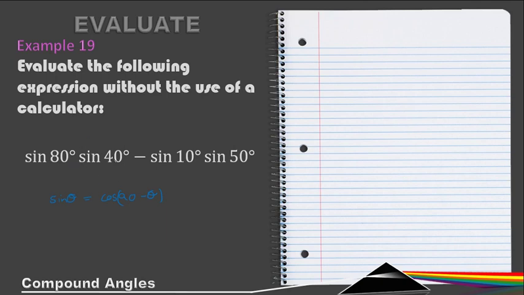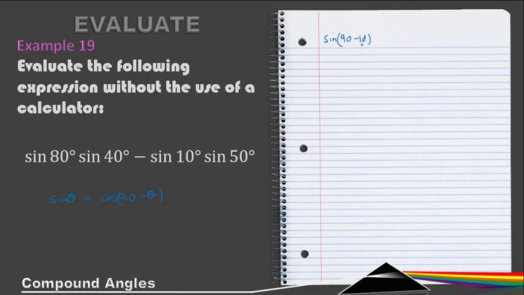So let's change. I can see that this 40 and 50 are complementary, which means if I change, so let's say I change this one, and let's change these two. So actually no, let's change these two. So let's say this is then sine 90 minus 80, 90 minus 10, right?